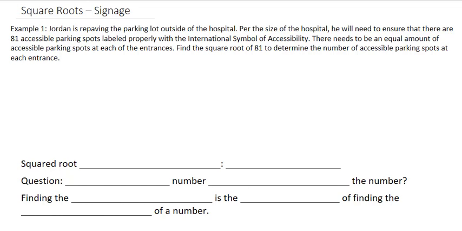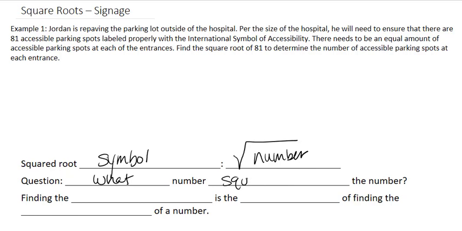So when we're writing out this problem with a square root, the square root symbol is this, with any number inside of it. And then to find square roots, we need to look at the number and ask, what number squared equals the number?